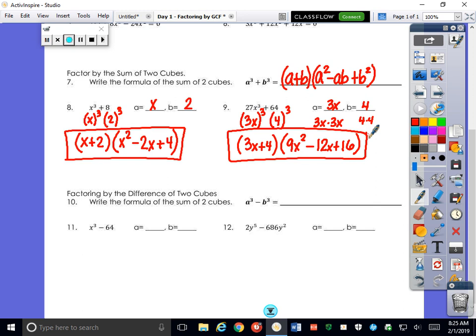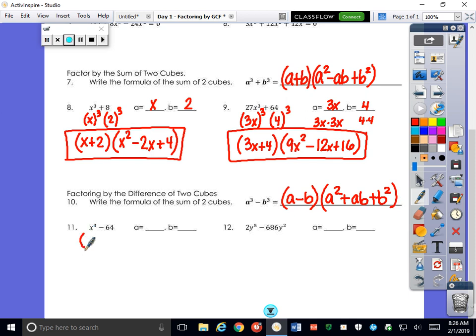For the difference of two cubes, you're going to use a subtraction sign in between the a and the b, because it's a difference. And then over here, it's exactly the same as the sum, except you have a plus instead of a minus. And then plus b squared. So we're going to do the exact same thing.